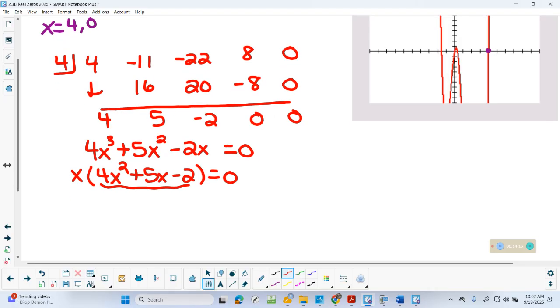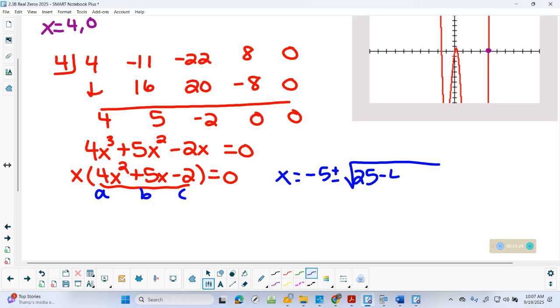Okay? This is how I'm going to do it. So I'm going to use A, B, C. So x equals opposite of B, so -5, plus or minus the square root of B squared, 5 squared, minus 4 times A times C, all over 2A, 2 times 4. So again, now I'm just going to go to my calculator. I'm not going to do anything fancy here. I'm just going to have it do the work for me.